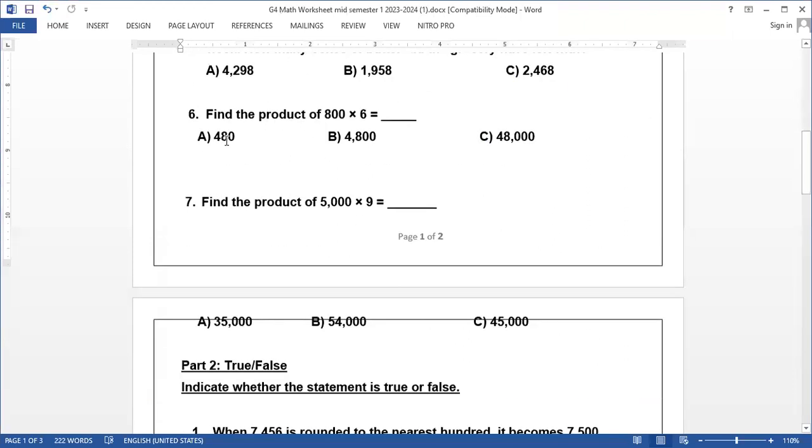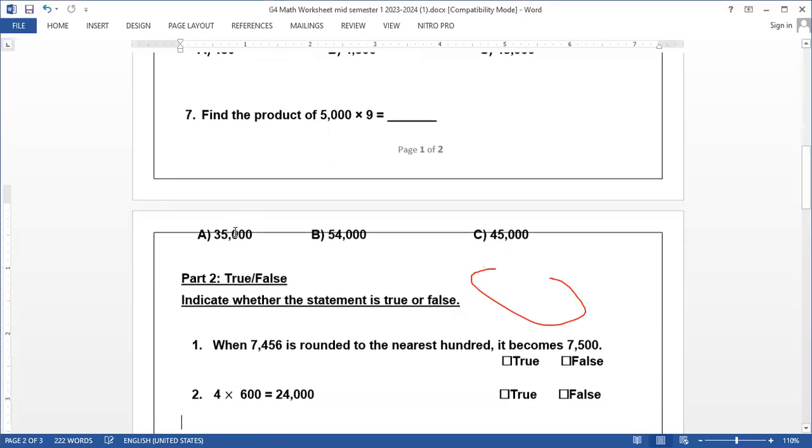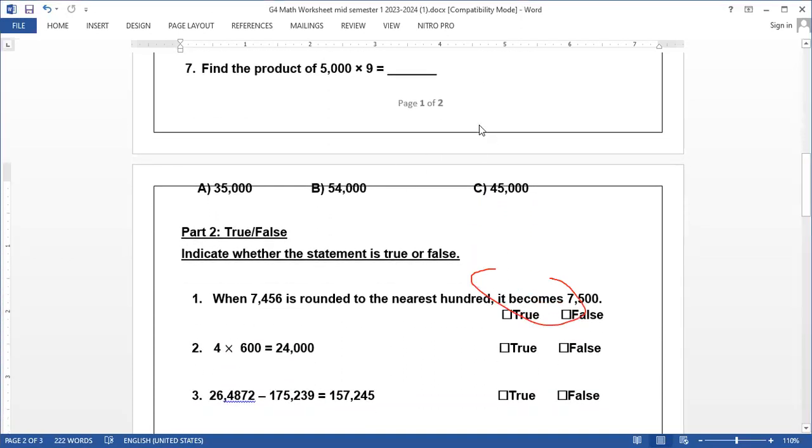Number 7 is 45,000. Now, true or false? When 7,456 is rounded to the nearest 100, focus on the nearest what? It becomes 7,500. Let me round it.